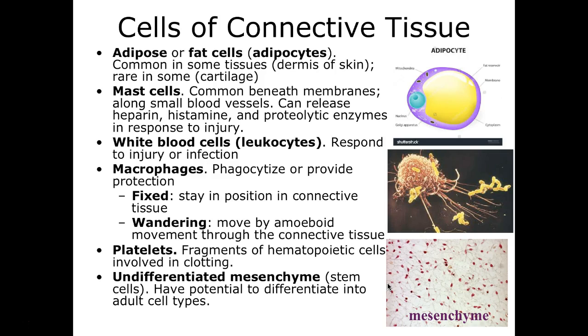We have adipocytes first, and that is going to be common in some tissues, of course, within our adipose tissue, but we'll also have some in the dermis of the skin and some cartilage, although it's rare in there. And like we've mentioned before, this adipocyte has a ton of lipids within it. So we have this large lipid droplet here, and it kind of pushes all the cytoplasm to the side as well as the nucleus, so that the cell really functions in storage of this high energy fat.